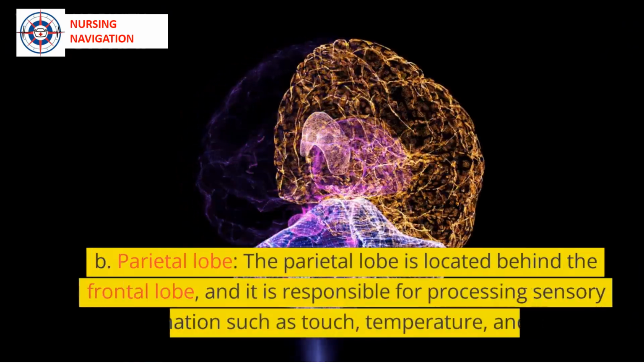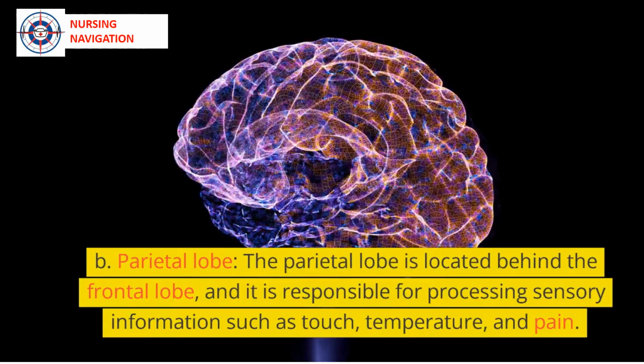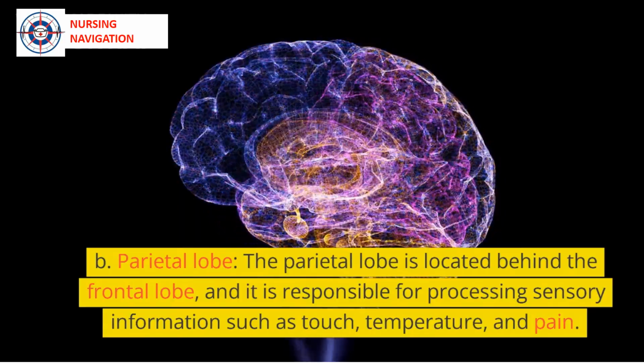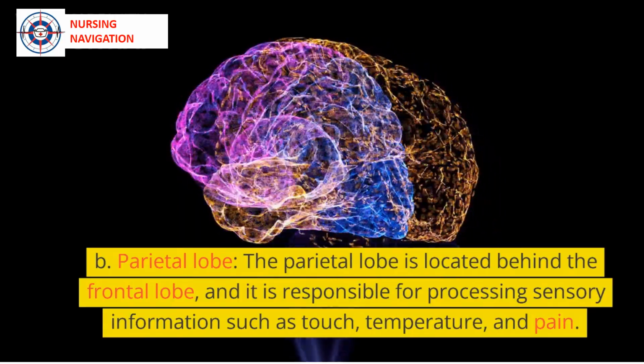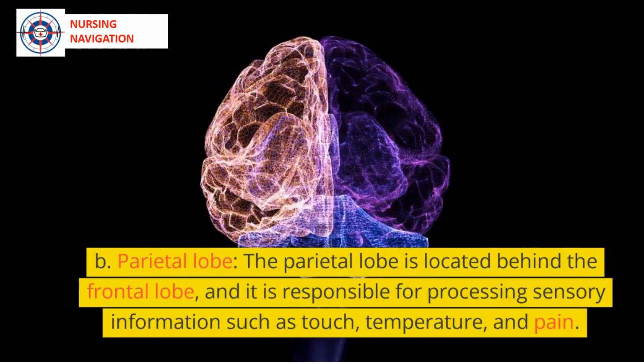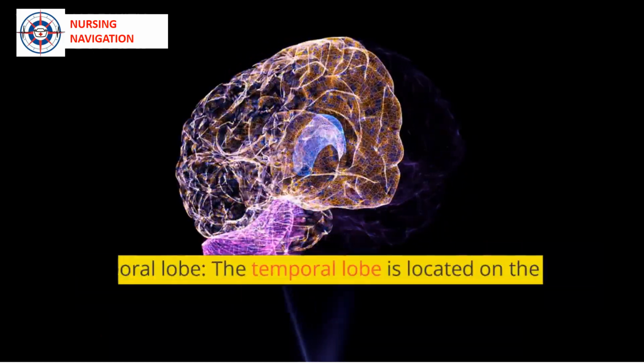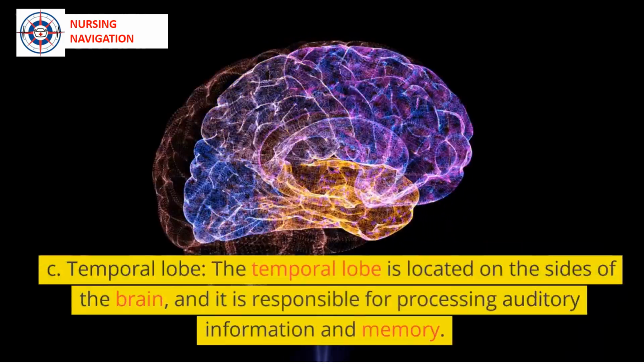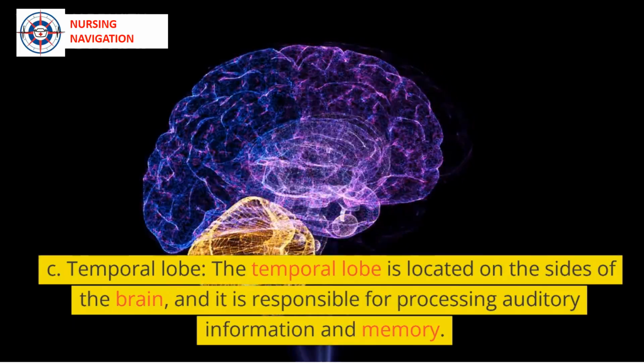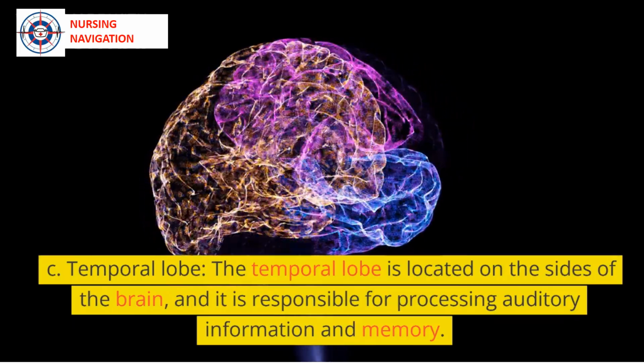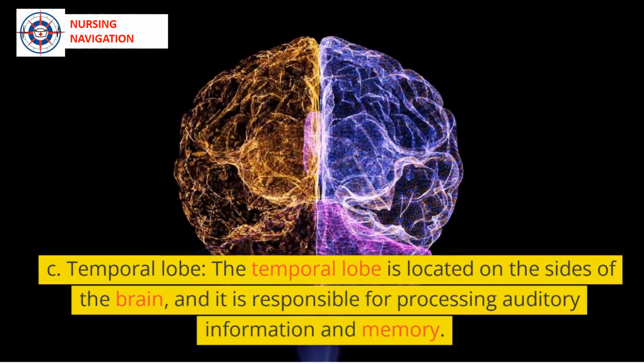B. Parietal lobe. The parietal lobe is located behind the frontal lobe, and it is responsible for processing sensory information such as touch, temperature, and pain. C. Temporal lobe. The temporal lobe is located on the sides of the brain, and it is responsible for processing auditory information and memory.